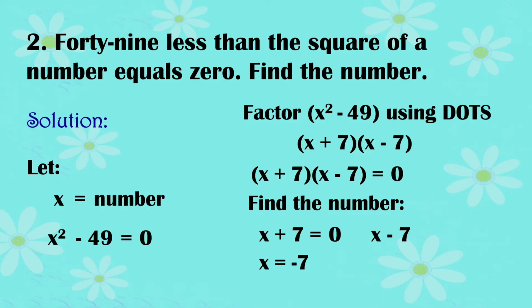Then, another one. So, x minus 7 equals 0. So, ganun pa rin. Pwede tayong gumamit ng addition property of equality. So, mag-a-add tayo ng 7 both sides. Or we just simply transpose negative 7 to right side. So, magiging x equals 7. So, the numbers that we're looking for are negative 7 or 7. Yan. So, yan po yung sagot sa number 2. So, yung number 2, application po siya ng DOTS, difference of two squares.